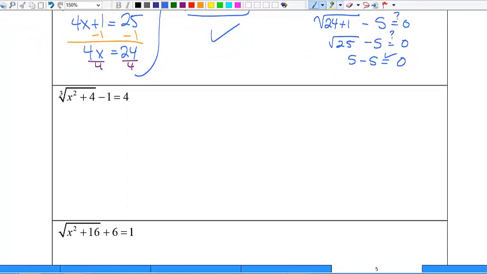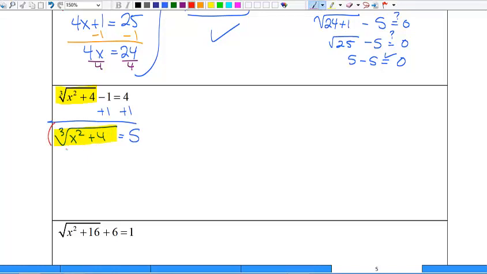On our next example, we have the cube root, and then we're subtracting 1 equals 4. Is this cube root, the radical, where the radical stops over the 4, is that all by itself? Not quite. I need to add 1 to both sides so that it can be by itself. I'll get the cube root of x squared plus 4 is equal to 5. Now, is this radical all by itself? Now it is.